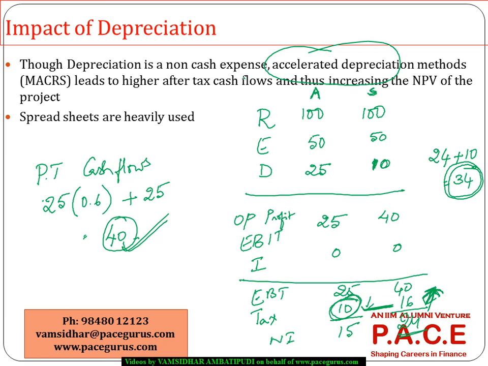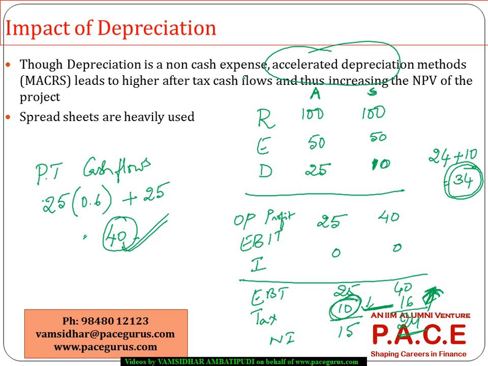Though we are saying depreciation is a non-cash expense, because of the tax that is involved, it may so happen that my after-tax cash flows will be different, and they will be higher if an accelerated depreciation method is used because of lower taxes, compared to when a straight line or conservative kind of depreciation mechanism is used.